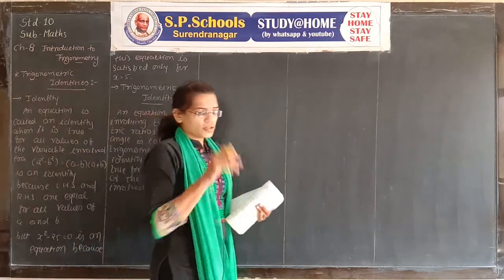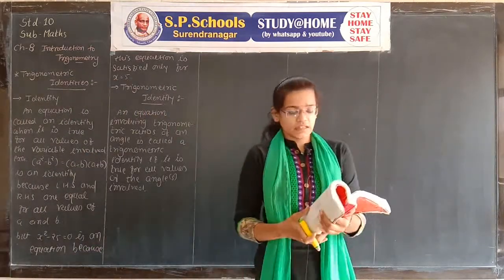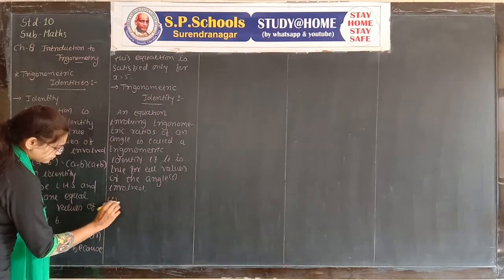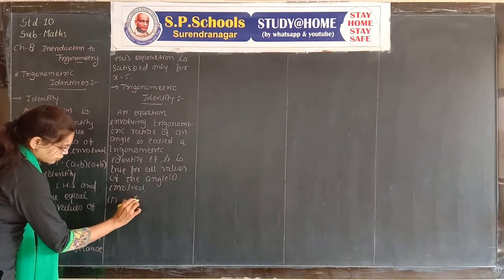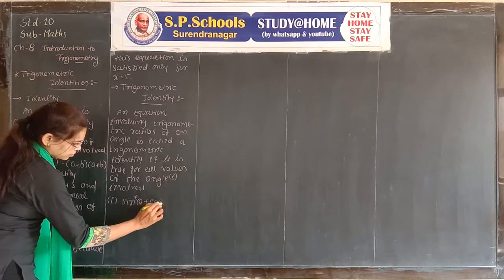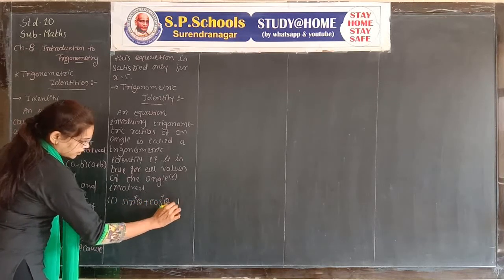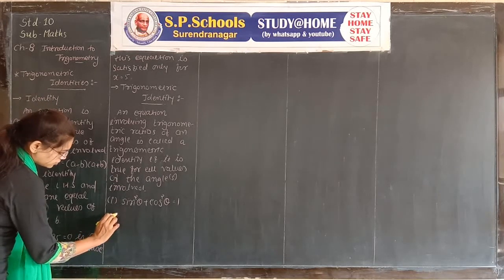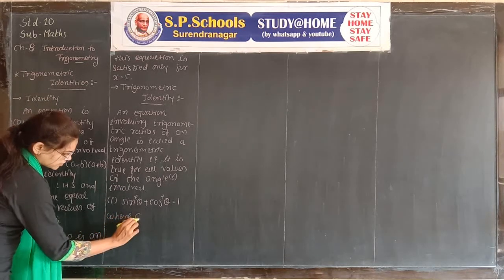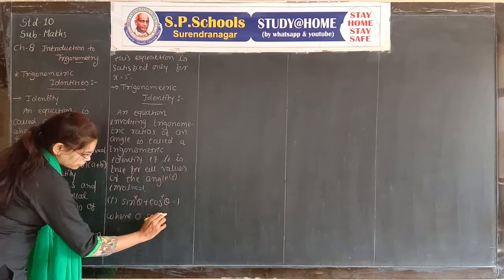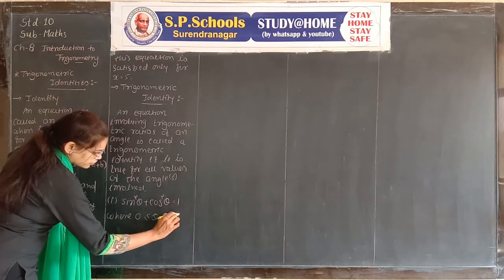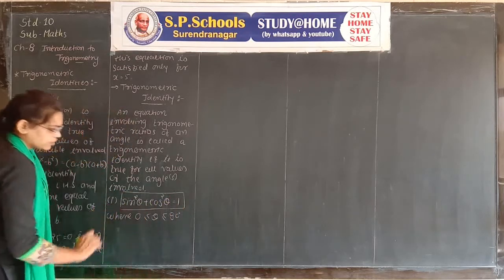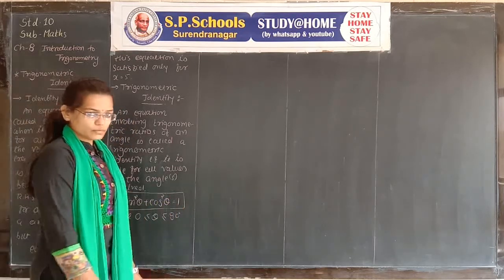In this session we discussed three trigonometric identities. The first identity is sin square theta plus cos square theta is equal to 1, where there is a condition: 0 less than or equal to theta less than or equal to 90 degrees.